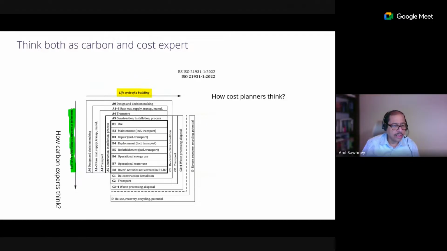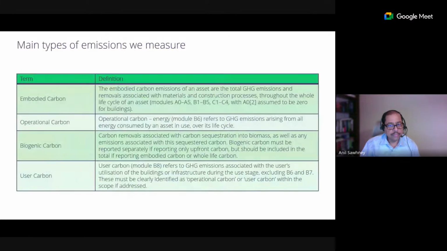So you're looking at life cycle stages A through D for the building and A through D at the product or scale also. So you have to keep in mind that there is this bi-directional connection between how a cost planner thinks and how a carbon expert thinks.